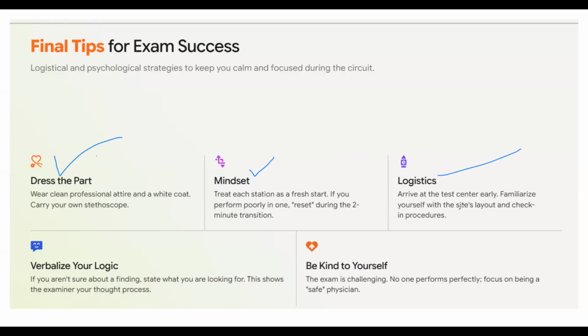Logistics: arrive early, check the layout of the site, the check-in procedure, etc. In cases where you're not sure, just verbalize logically and say what you're looking for. If it is not matching what the finding is, it is okay. Sometimes what we find and what we think may not match, but again, make sure that you are logical about it.